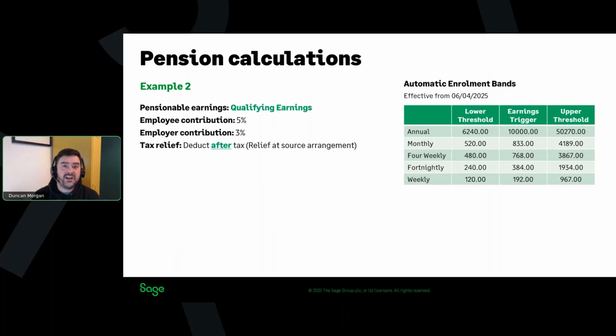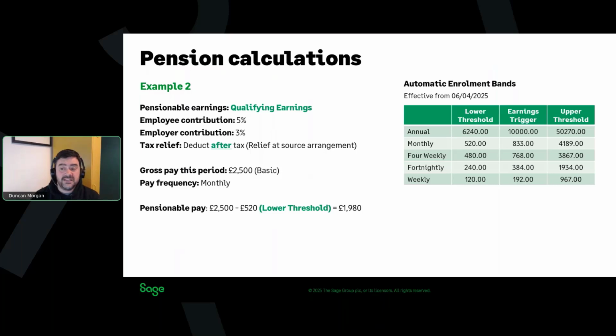Because it uses qualifying earnings, the calculation will use earnings between lower and upper thresholds. So I've put those thresholds up on the slide as well. And the gross pay for the employee is £2,500. All of that is basic pay, which counts towards qualifying earnings. And the pay frequency in this example is monthly.